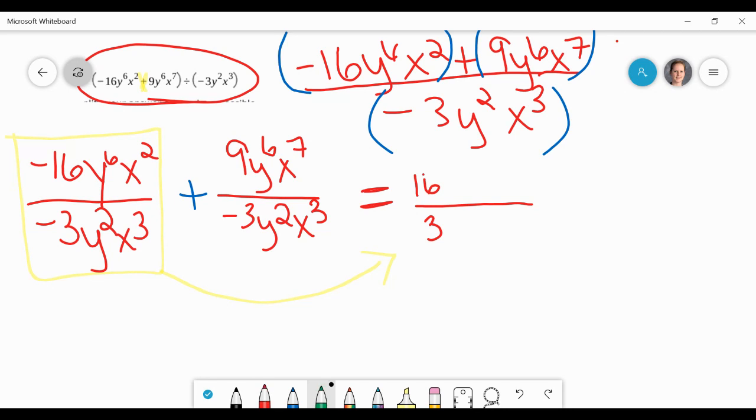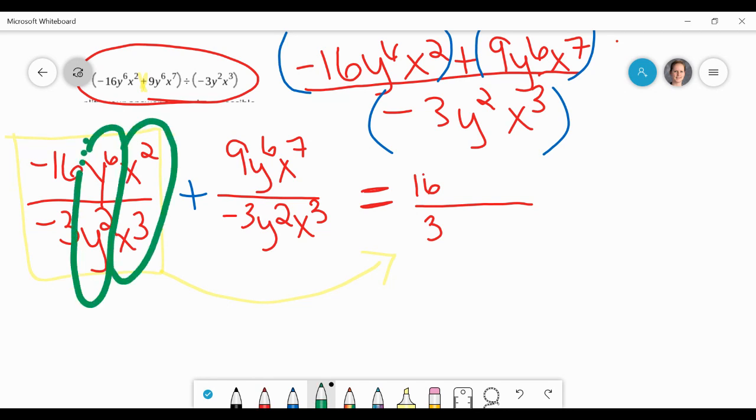And then when I look at my term with the y and then my term with the x, the y, remember you're subtracting your exponents, becomes 6 minus 2 is 4. So y to the 4th. And then x squared and x to the 3rd. The 3 is bigger, so 3 minus 2 is 1. The x stays in the denominator. Okay, so that's my first term right there. I'm going to keep this plus in the middle for right now, just to stay consistent.